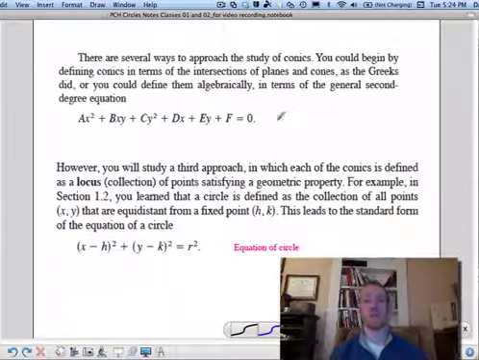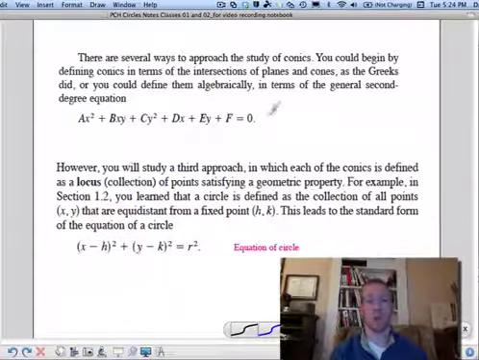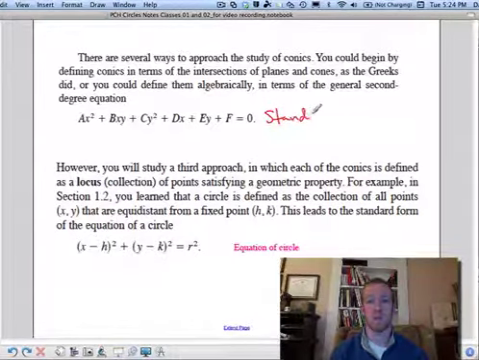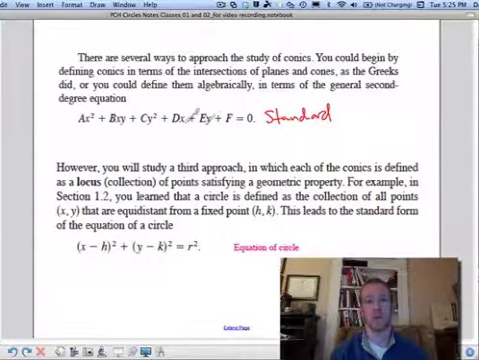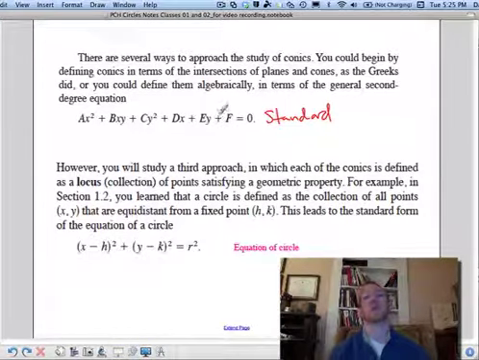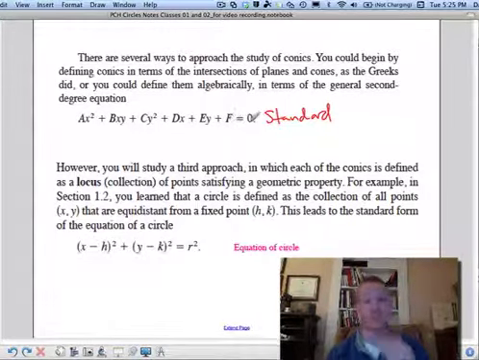Alright, so if you watch the intro on conics, you know this is the standard form. We call this standard form: descending order, ax squared plus bxy, if that term is there, plus some number times y squared, plus some number times x, plus some number times y, plus some number, f. Alright, so that's our standard form.